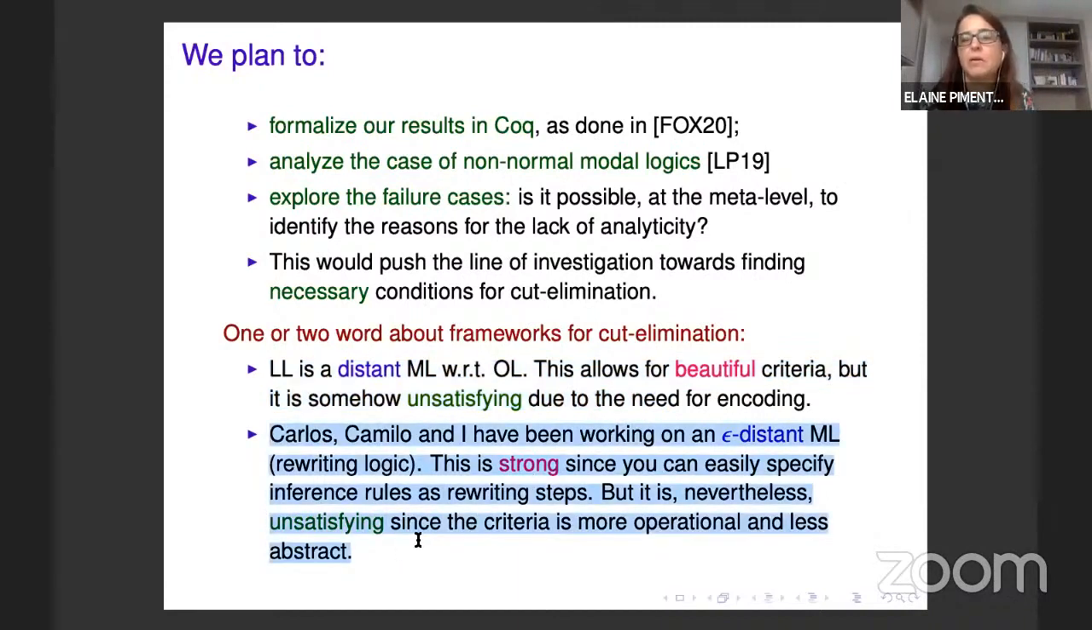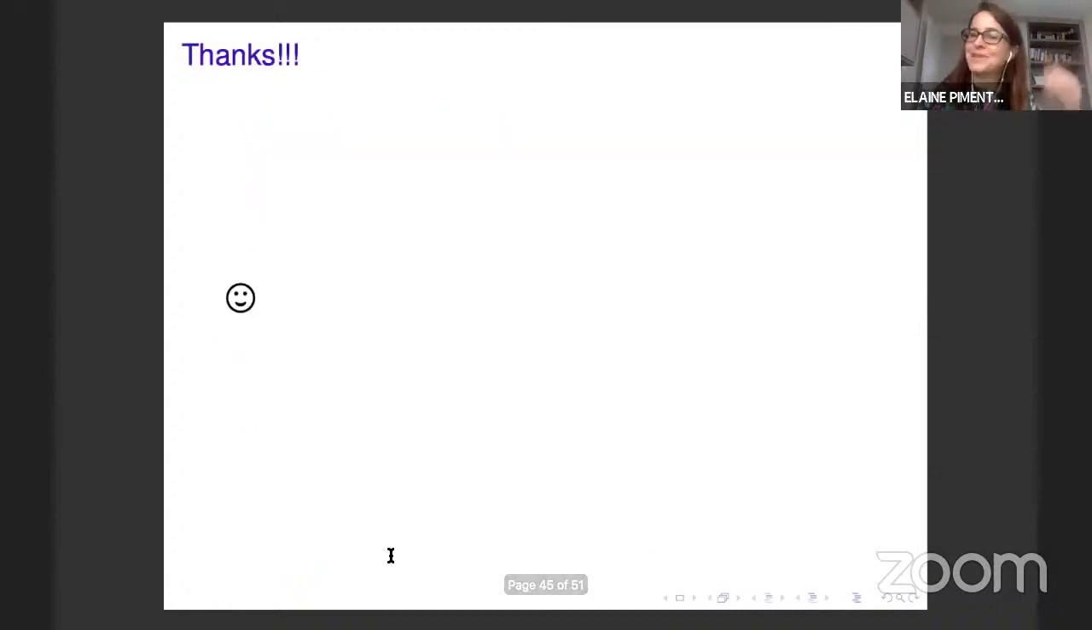And Carlos, Camilo Rocha and I have been working on what they call an epsilon-distant meta level using rewriting. And this is really strong because we can specify the inference rules as a rewriting step. And this is really easy. It's like programming, but it's not. Don't you kill me. But nevertheless, it's not satisfying at all because you don't have this beauty. You cannot see the things happening at the meta level, right? I mean, the meta level criteria that you're going to get is really more operational and less abstract than the one we have here. So this would be the difference between the two approaches I've been working with. And so that's it. Thank you.